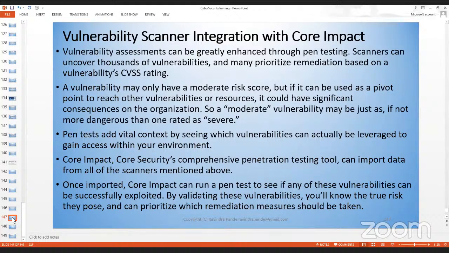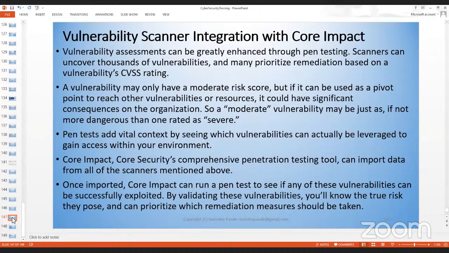A pen test adds a virtual context by seeing which vulnerabilities can actually be leveraged to gain access within your environment. Now, ethical hackers also, in some extreme scenarios, get access to such reporting of moderate and severe escalations on a given network. So they can start penetration testing on a given weak link, to make sure such vulnerabilities are addressed on priority, because sometimes the SOC employee might be busy with other work while the vulnerability exists.